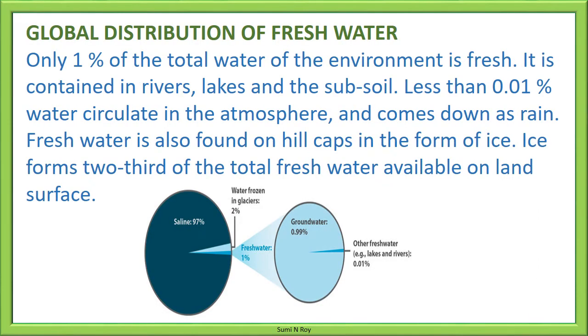But only 1% of total water of the environment is fresh. It is contained in rivers, lakes, and the subsoil. Less than 0.01% water circulates in the atmosphere and comes down as rain. Fresh water is also found on hill caps in the form of ice. Ice forms 2/3 of the total fresh water available on land surface.